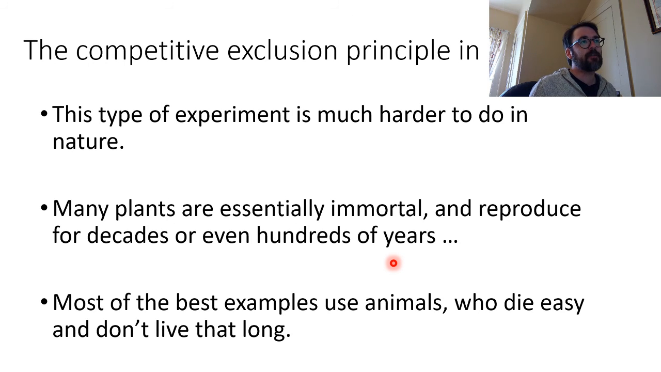Unfortunately, this type of experiment is a lot harder to do in nature outside of a test tube. The problem is that many plants are essentially immortal. You know, they reproduce for decades or even hundreds of years. And most of the best examples of competitive exclusion actually use animals, because animals die easy, they don't live very long, they're really fragile.